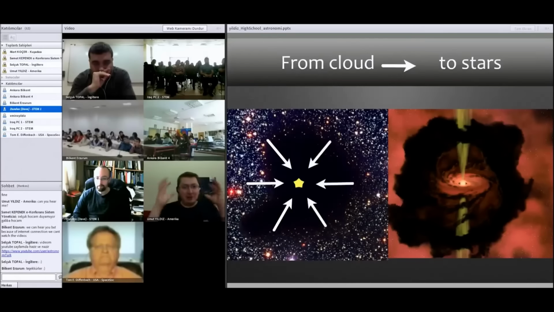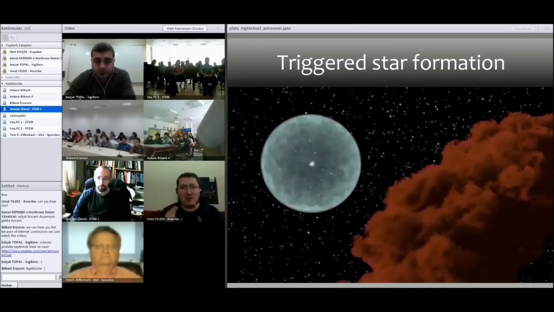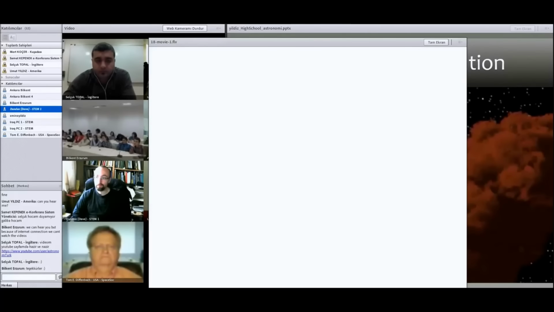How stars form is that these dark clouds collapse, and they start to rotate and rotate and rotate, and with the rotation it just gets bigger and bigger, and the stars form from there. So how does it initiate? What we call triggered star formation. For example, an old star blasts like a supernova explosion, and it creates a shock wave, and the shock wave hits, for example, some nebula like this here.